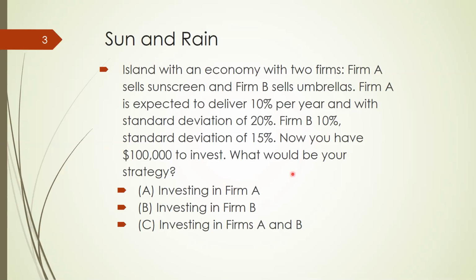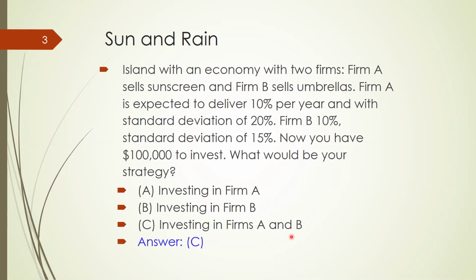We first start with the observation that if an economy has only two firms, firm A sells sunscreen and firm B sells umbrellas, if both A and B are expected to deliver a 10% return per year, but the standard deviation of A is 20%, standard deviation of B is 15%, what should be the optimal investing strategy? Should we invest in firm A, invest in firm B, or a combination of firms A and B?